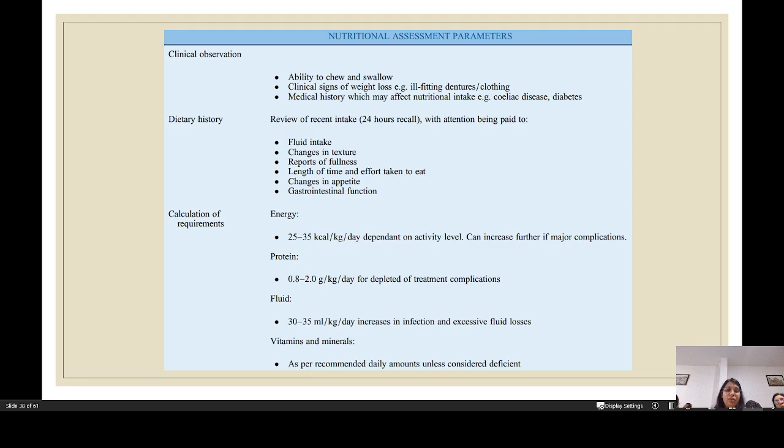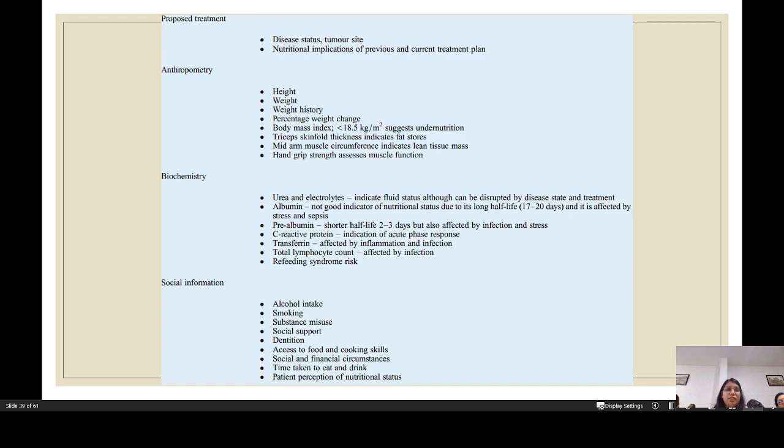Protein is 0.8 to 2 grams per kg per day for the depleted or for treatment complications. Fluid is 30 to 35 ml per kg per day, increased in infection and excessive fluid loss. Vitamins and minerals are included as per recommended daily amount unless considered deficient. Next is proposed treatment: disease status, tumor site, nutrition implications, and the previous and current treatment plan.